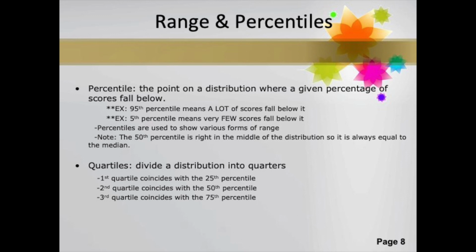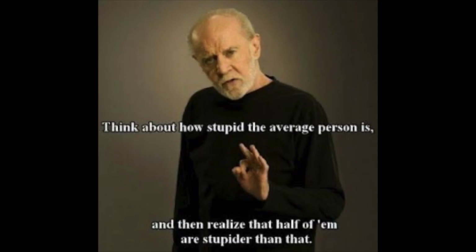All right, so we talked about percentiles already, but just to solidify it further, 95th percentile. If you were told that you scored in the 95th percentile on a quiz, that means that you did better than a lot of other people. A lot of other people got scores below yours. And then if you scored in the 5th percentile, this would mean that very few scores fell below your score. And so you did not so great on that quiz.